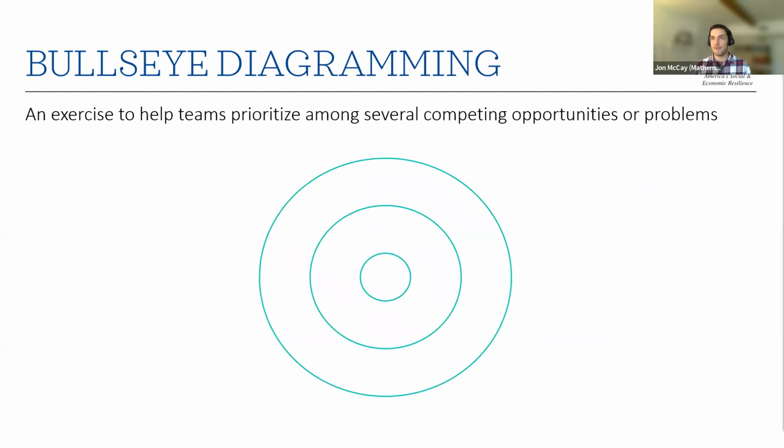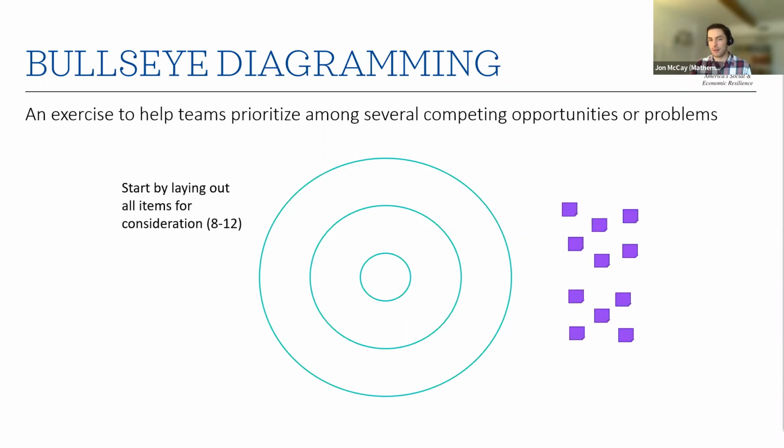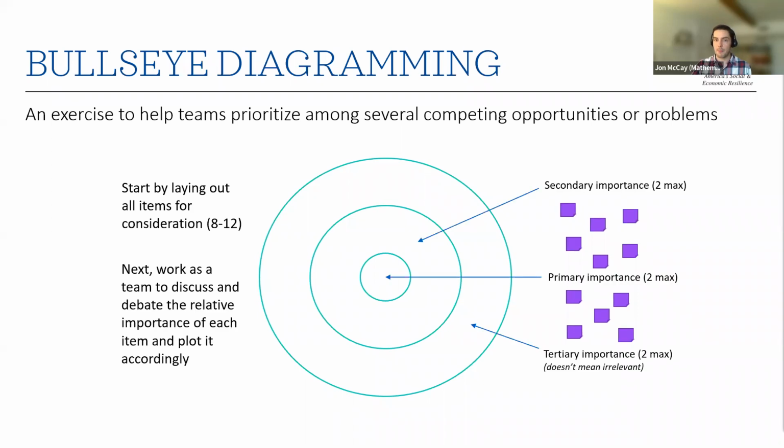Or maybe you felt like your team hasn't quite centered in on what it is that's most important to you. And so there's a second activity that we want to offer you today called bullseye diagramming. This is really about taking several competing opportunities or problems that you're facing and choosing which one might be most important to address first. So you might start by laying out some of the opportunities or problems that you're facing, and then working together as a team to build consensus around what's of primary importance.